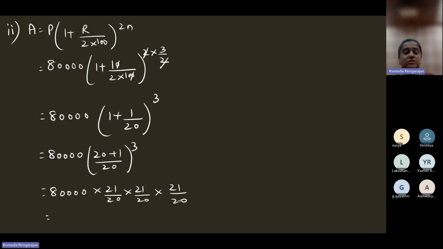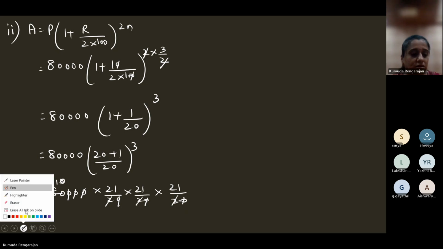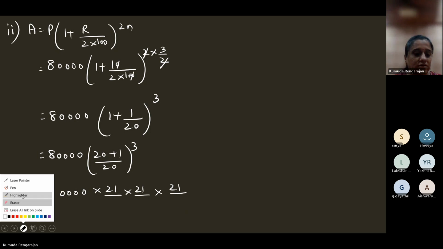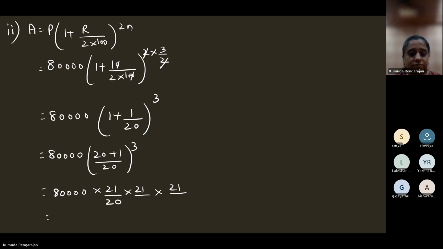21 by 20 three times because the power is 3. 20 into 20 into 20. Can cancel the zeros, 3 zeros here, 3 zeros here. And then 2 2s are 4, 4 2s are 8, and 8 10s are 80. I'll not cancel because you might not be able to see the digits clearly. You do the cancelling by yourself. What is it?